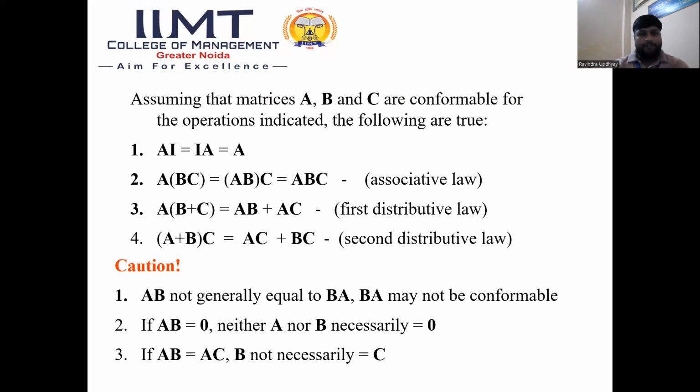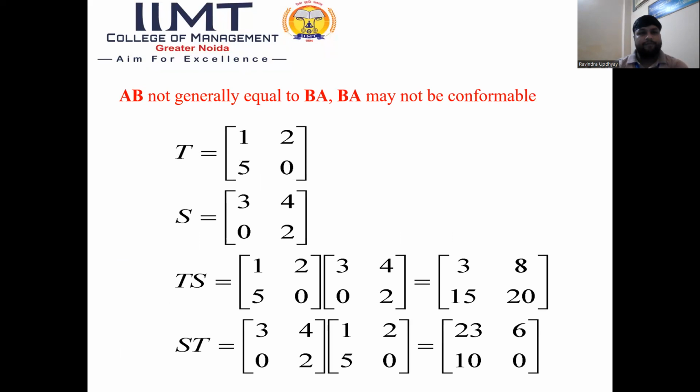Here are some cautions. First, AB is not generally equal to BA. As we see, 4 into 5 equals 5 into 4, but in matrices AB is not generally equal to BA. Second, if AB equals 0, it is not necessary that A or B is 0; the product may be zero while the matrices are non-zero. Third, if AB equals AC, that does not mean B necessarily equals C. AB is not generally equal to BA, and BA may not be conformable.